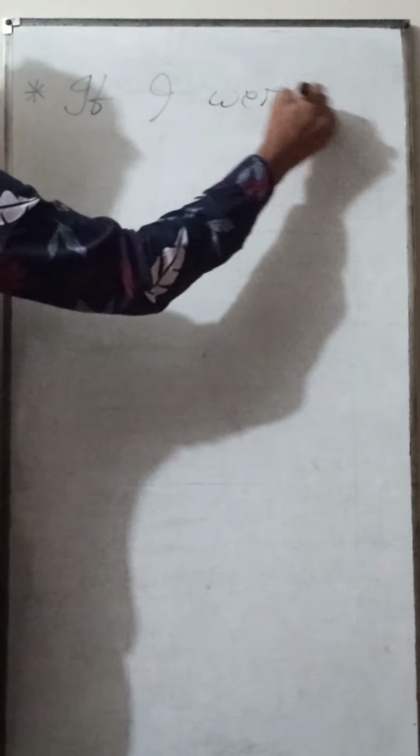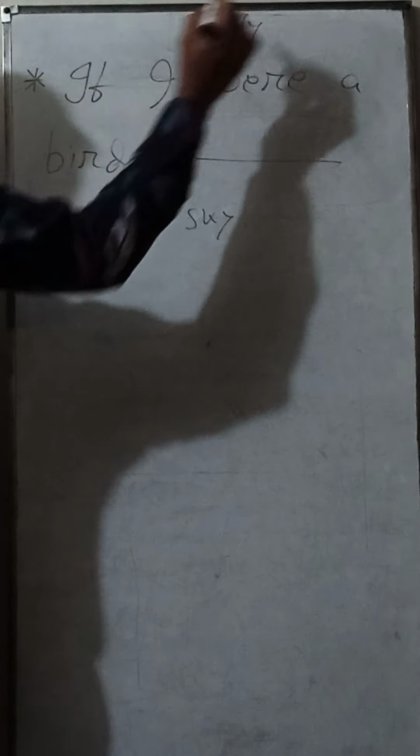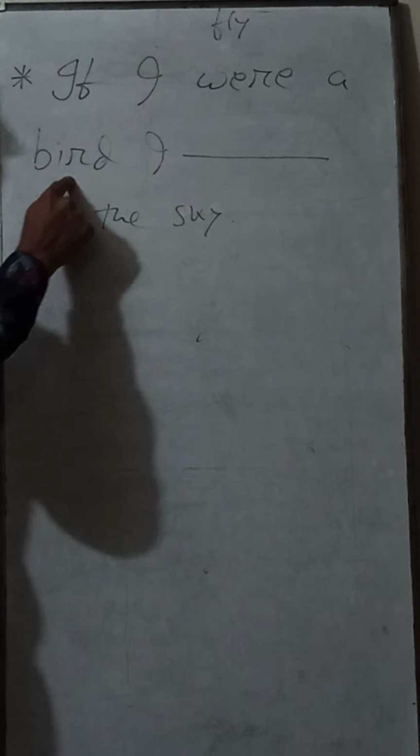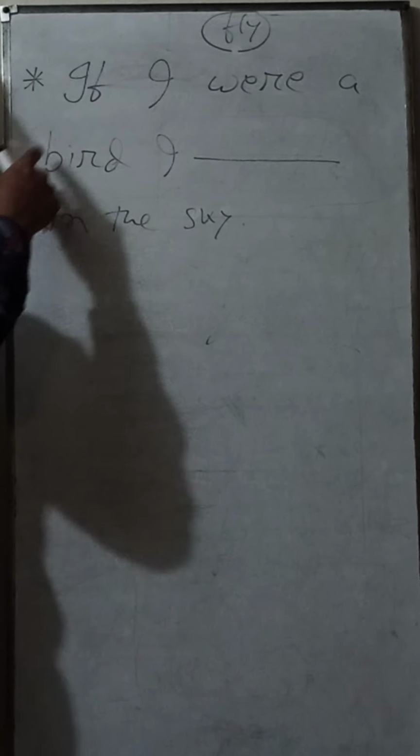You see, if I were a bird in the sky, fly. Okay? Here, the sentence is, if I were a bird, I in the sky, and the verb is fly. And how will you write down this verb correctly? And you know that I have already taken a class about the structure.